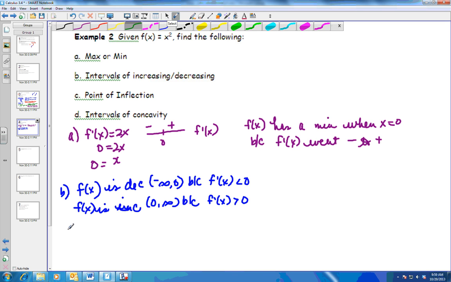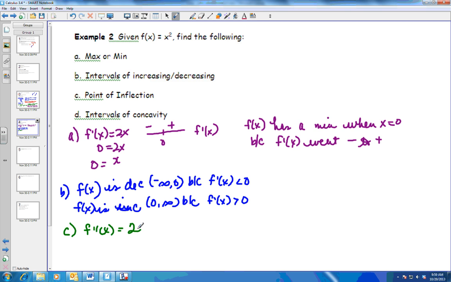Part C is the new part, the point of inflection. Points of inflection are found by the second derivative. So I'm going to take the derivative of my first one. The derivative of 2x is just 2. Now here's the deal. To find the point of inflection, I'm supposed to take my second derivative and set it equal to 0 and solve. Well, I can't do that because 2 can never equal 0.